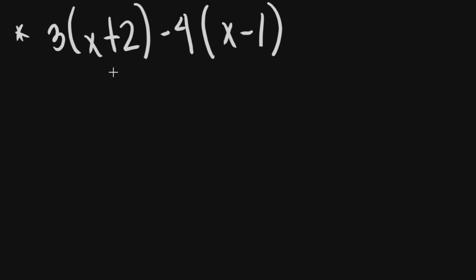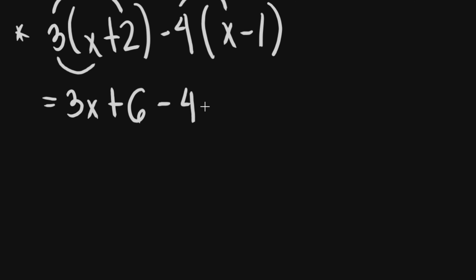multiply 3 to each of the terms inside. So 3 multiplied by x would result to 3x, and 3 multiplied by 2 is positive 6. Negative 4 multiplied by x would result to negative 4x, and negative 4 multiplied by negative 1, a negative multiplied by a negative, would result to a positive. Therefore, it's a positive 4.